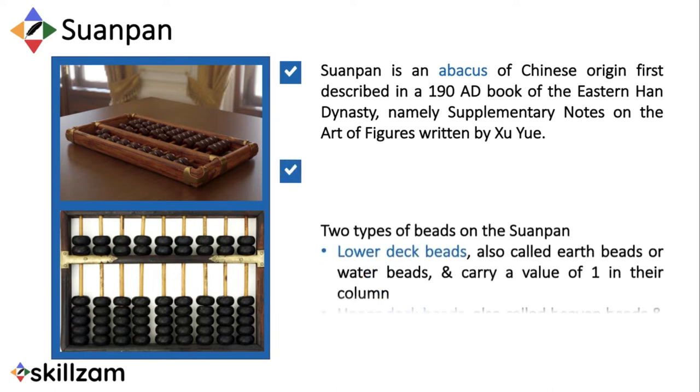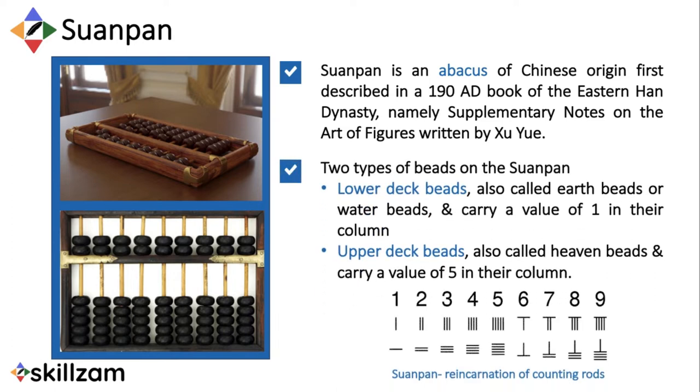Usually, a Suan pan is about 20 cm tall and it comes in various widths depending on the application. It usually has more than 7 rods. There are 2 beads on each rod in the upper deck and 5 beads on each rod in the bottom deck. The beads are usually rounded and made of hard wood. The beads are counted by moving them up or down towards the beam. The 2 types of beads on Suan pan.